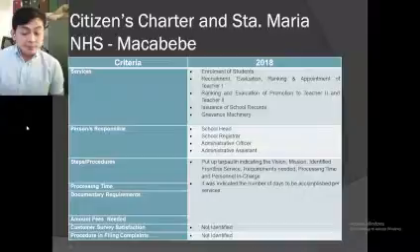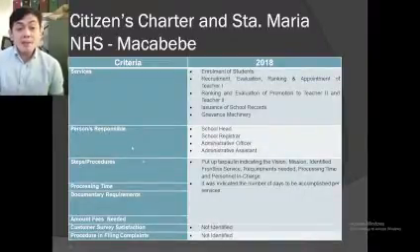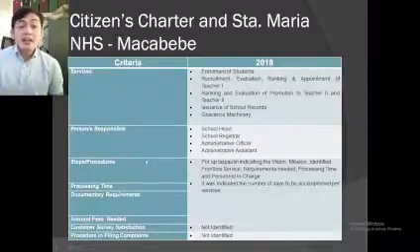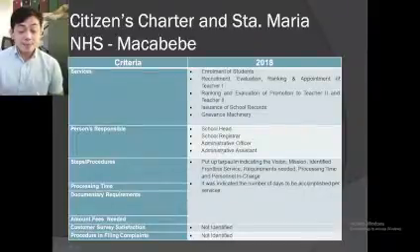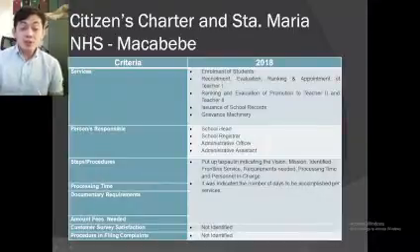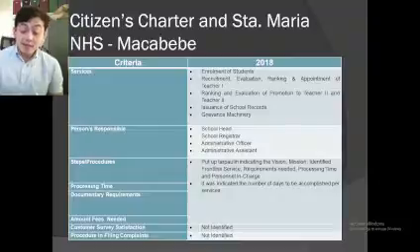Enrollment of the students, recruitment, evaluation, ranking, and appointment of Teacher 1, ranking and evaluation for promotion of Teacher 2 and Teacher 3, issuance of school records, and grievance machinery. In the said school CC, it indicates the vision, mission, identified frontline service, requirements, processing time, and personnel in charge.